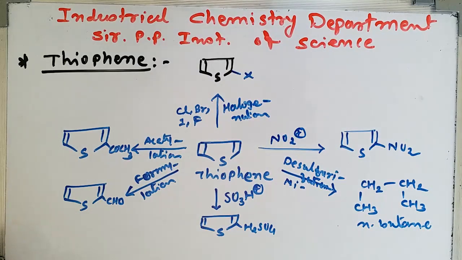So these are the very important chemical reactions of thiophene. Thiophene can be oxidized neither to sulfoxide nor to sulfone. So here we complete our third compound, thiophene. Today we stop our lecture here. Okay, thank you.